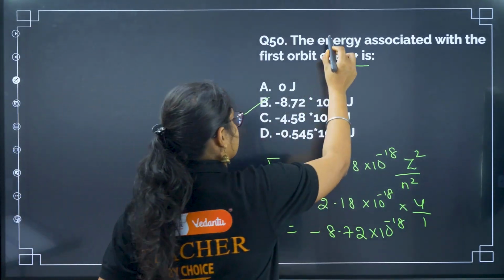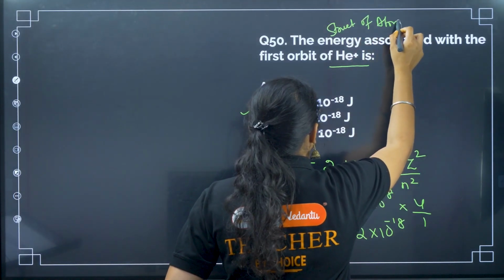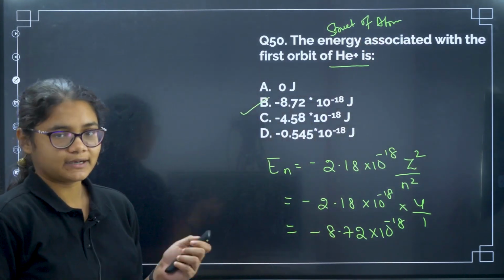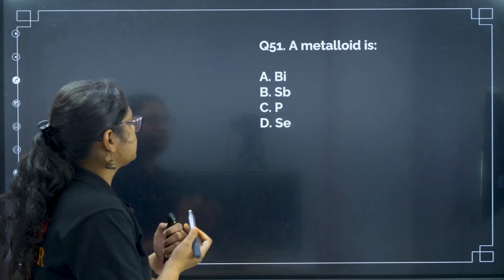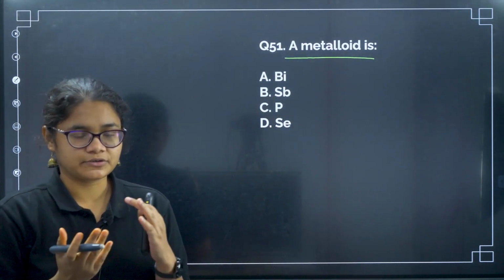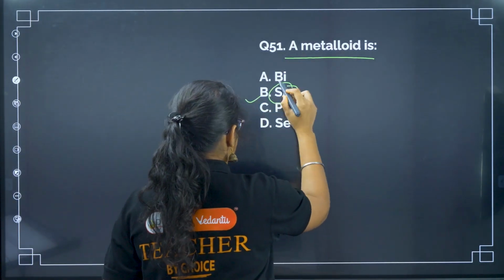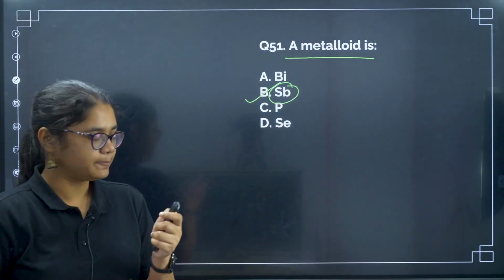This is a question from your structure of atom. Okay, easy question, direct formula based question. So I hope everyone should have done correct in this question. Next. A metalloid is, so this is again from your classification of elements and periodicity of properties. Element is your Sb. Correct answer for this question is option number B.